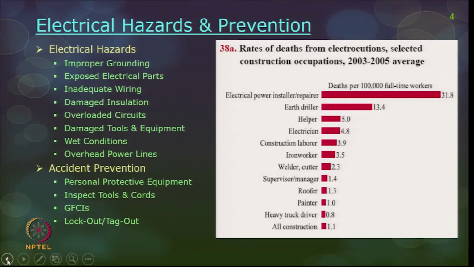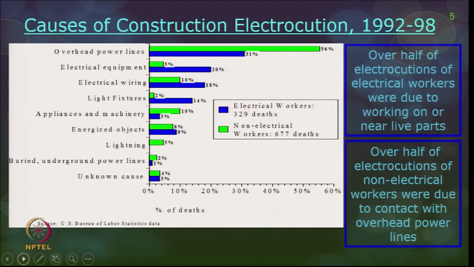Inspect tools and cords, GFCI we will discuss, and lockout and tagout, which we call LOTO. Now, causes of construction electrocution. This is also a statistic taken over 6 years put together. Overhead power lines is number 1 cause of accidents.